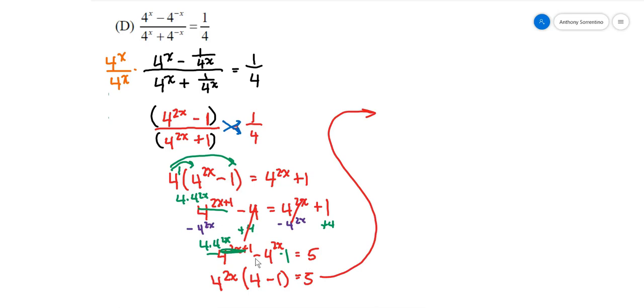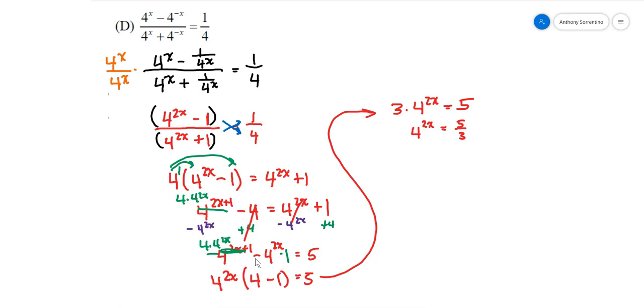Make myself a little bit more room. And so basically I have 3 times 4 to the 2x equals 5, which means 4 to the 2x would equal 5/3. Certainly looking a lot simpler now. So we're making progress. And now I do have a single exponential statement on the left-hand side equaling a number.